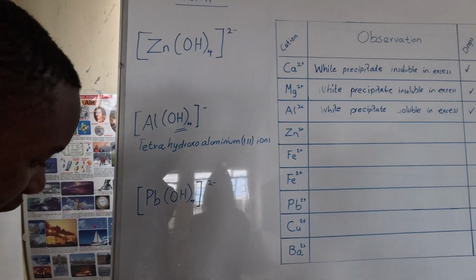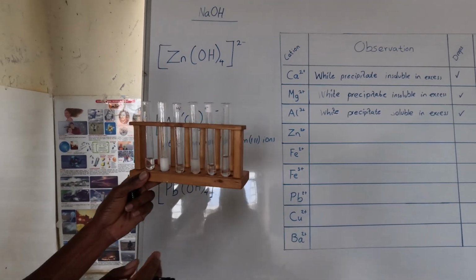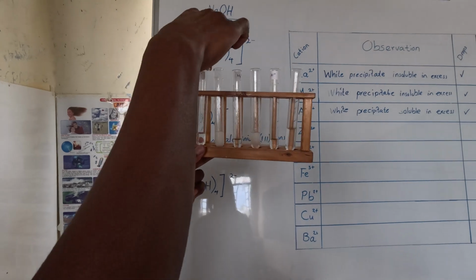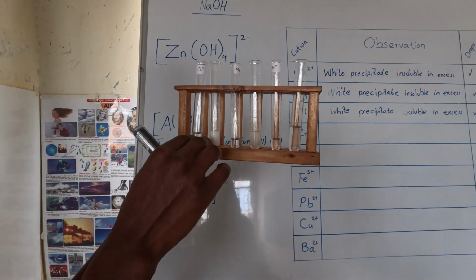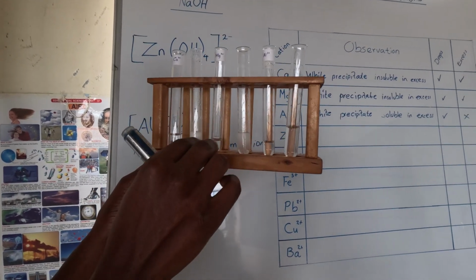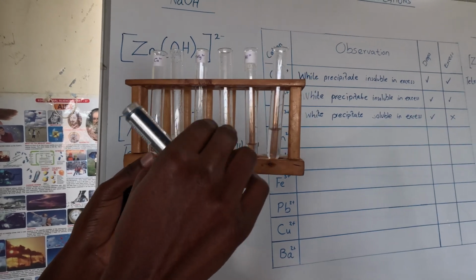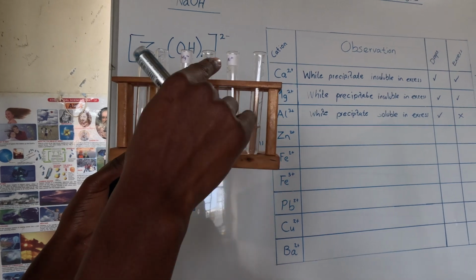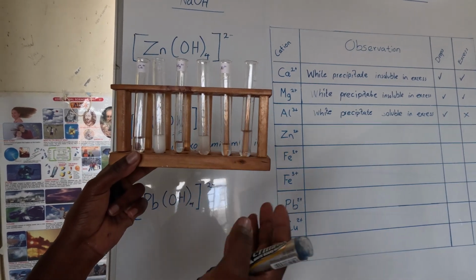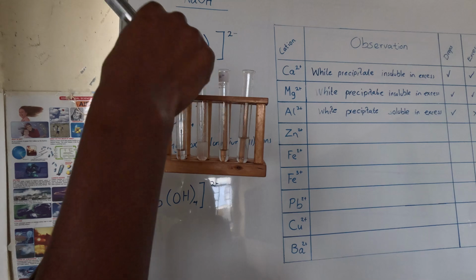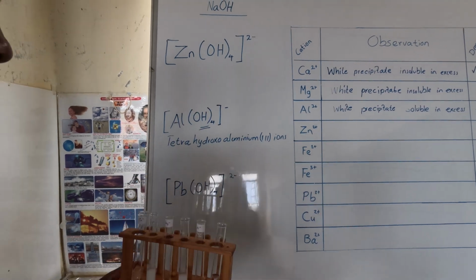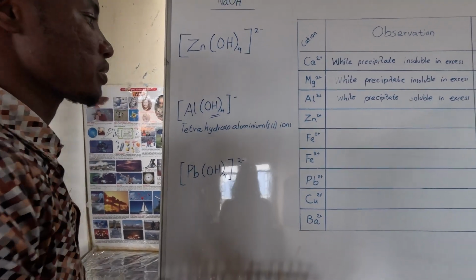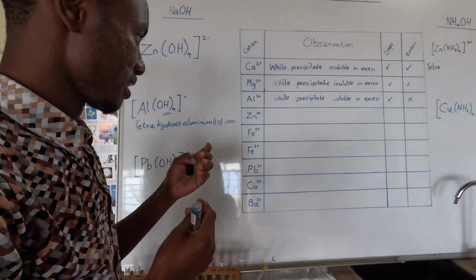So if you look at the 3 tests that we have done up to this moment, for calcium there was a white precipitate insoluble in excess. For magnesium, a white precipitate insoluble in excess. Aluminium, a white precipitate dissolves in excess. And that is why it is labeled, so that we can avoid confusion when we are going to carry out the second test using ammonia. We are proceeding to zinc.